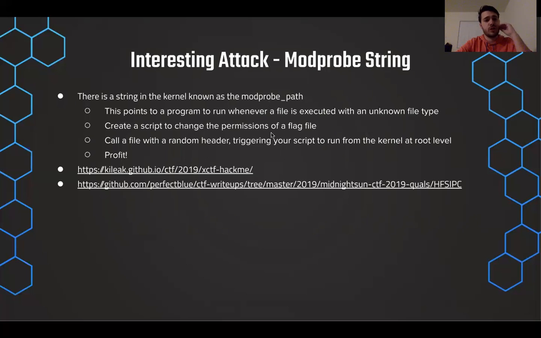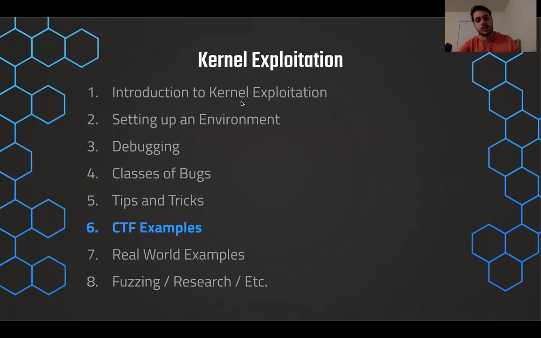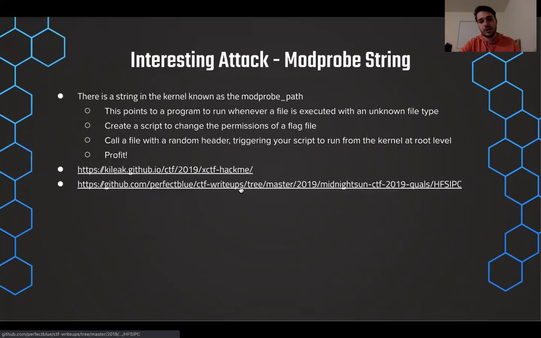So what you can do is create a userland script to change permissions of a flag to 777, for example. And then if you overwrite modprobe_path with the name of the executable file you made, it'll run your executable as root if you just try to execute a file with a bunch of Fs, for example. And if you do that, it'll run it as root, and then you'll have permissions to do whatever you want. So this is another interesting place to store, almost like shellcode, is this modprobe_path. And it's also another relatively common attack strategy.